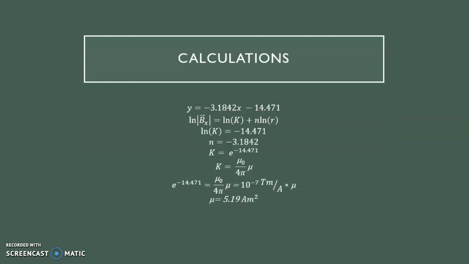For my calculations, I found the line of best fit from the Excel sheet and found that n equaled negative 3.18. I then found the natural log of k to be negative 14.471. Taking the exponential of the value gives k, and setting it equal to the magnetic moment times the magnetic constant gives the mu of 5.19 amp-meters squared.